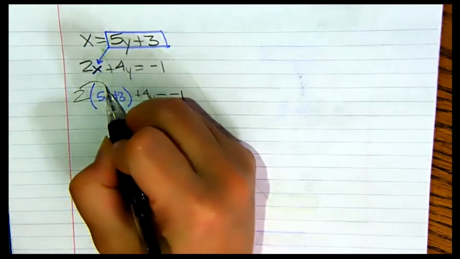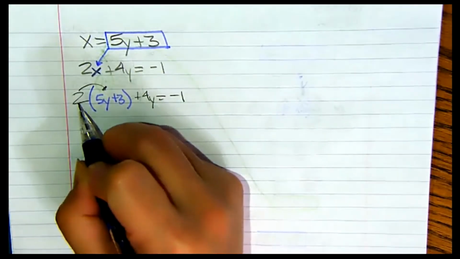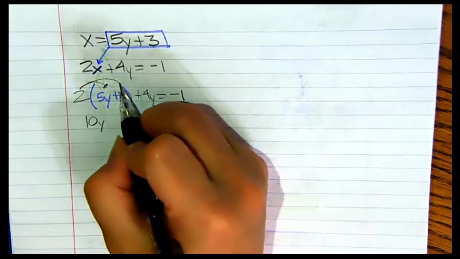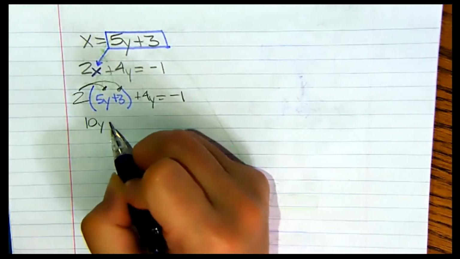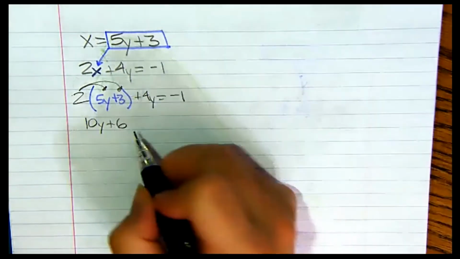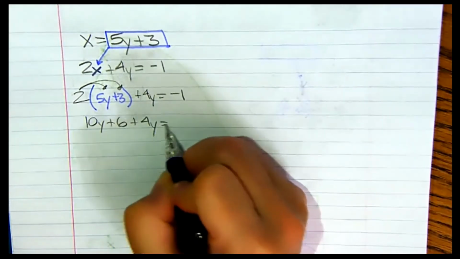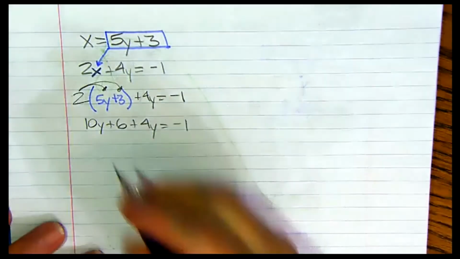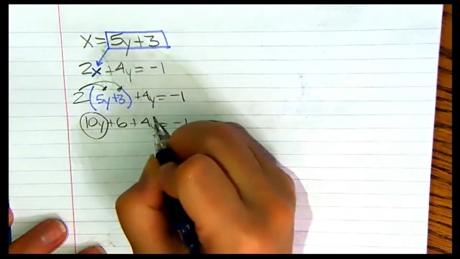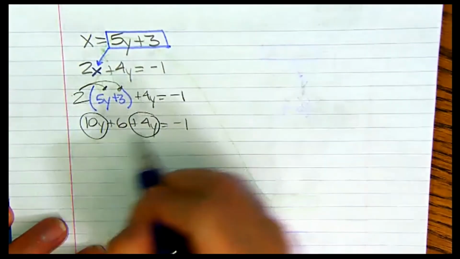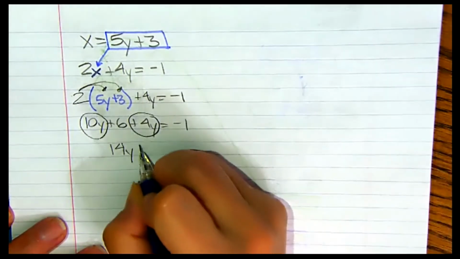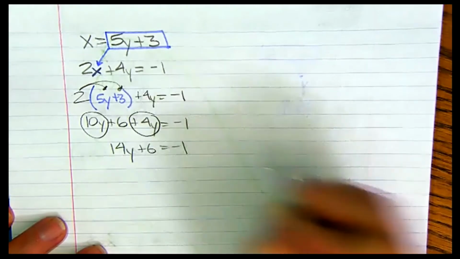First, I'm going to use my distributive property. 2 times 5y is 10y. 2 times 3 is 6, plus 4y equals -1. Now I need to combine my like terms. 10y plus 4y is 14y, plus 6 equals -1.